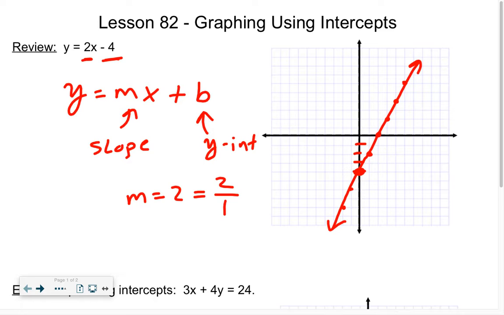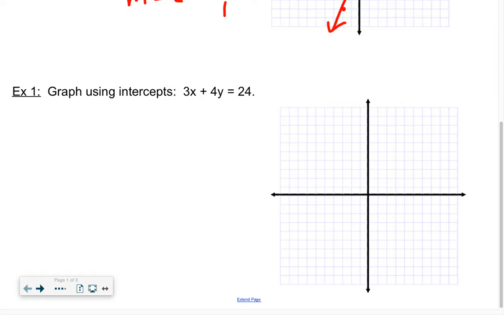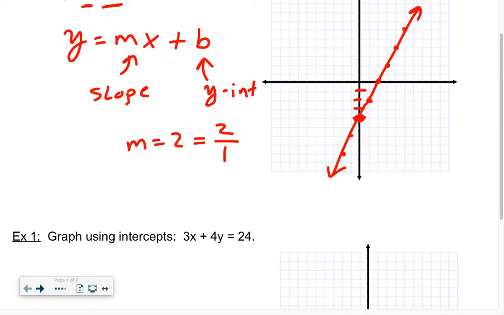Today we're going to talk about another method called using the intercepts. For example number 1, there's our equation, 3x plus 4y is equal to 24, and we want to graph this by using the intercepts. If we go back to our original problem, notice there were 2 intercepts that took place on our axes. The first one was on the y-axis, and that point was (0, negative 4). The second intercept was on the x-axis, at the point (2, 0).